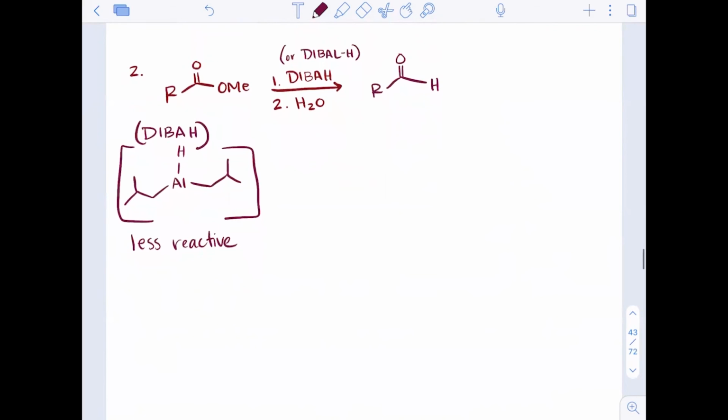Grignard reagents can also react with our esters. Same as before, we would see two equivalents of the Grignard reacting and a water workup, to add on two new R groups. This reaction and mechanism is the exact same as the acid chloride.